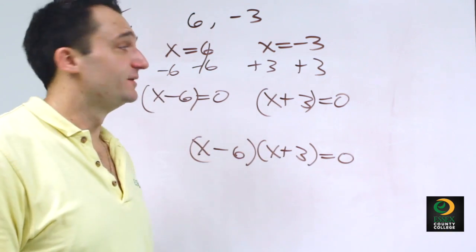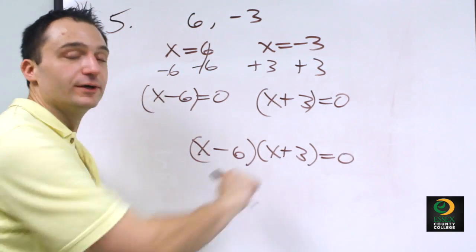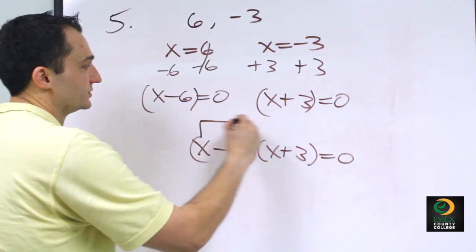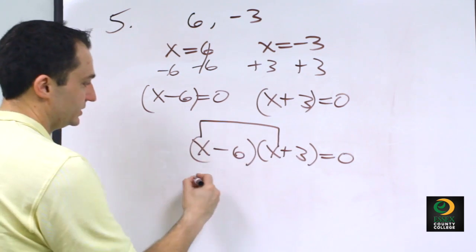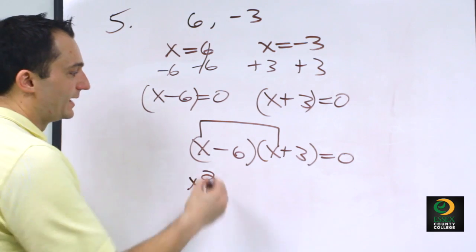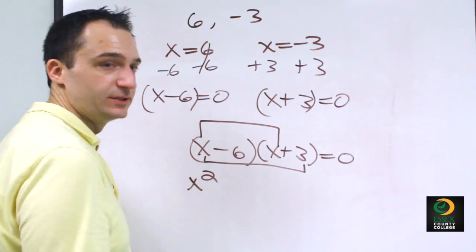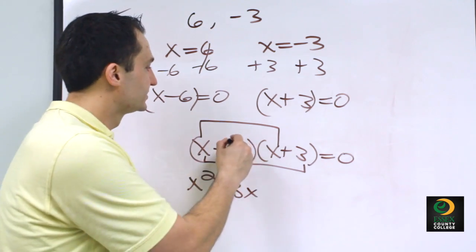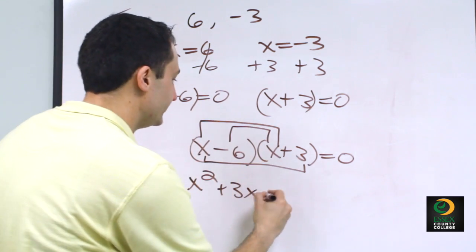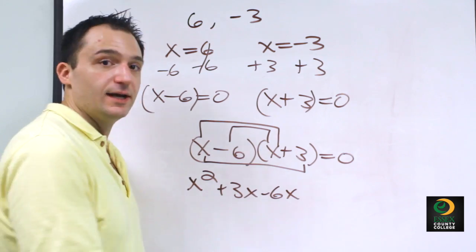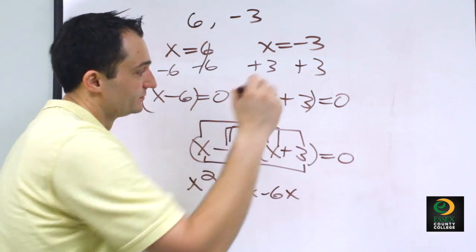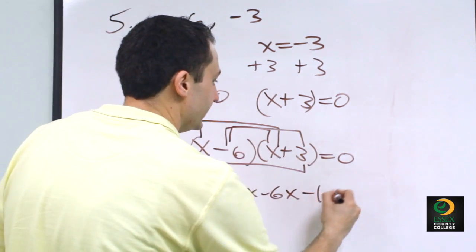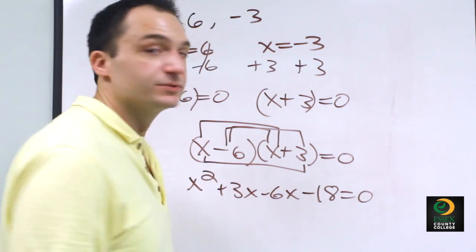Now since it wants us to have integer coefficients, we have to FOIL this. So we do our first, x times x, which is x squared. Our outer, x times 3, gives us positive 3x. Inner, negative 6 times x, gives us negative 6x. And last would be negative 6 times 3, which gives us negative 18 equals 0.